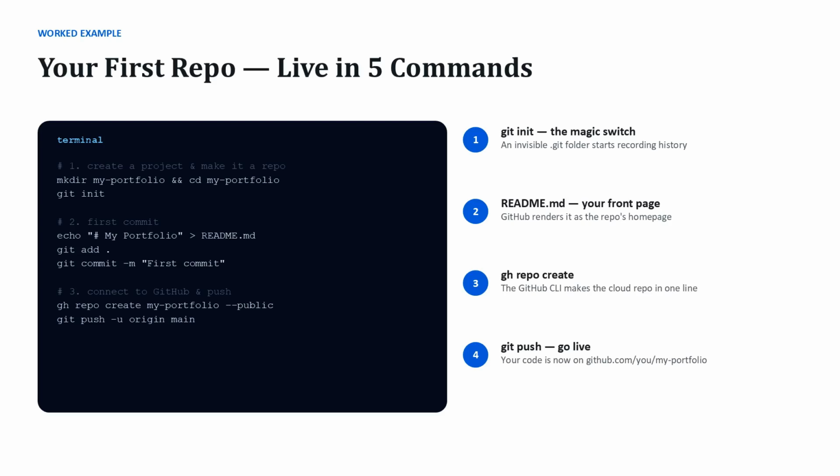Third, connect to the cloud. The GitHub CLI's repo create command makes the online repository in one line, and Git push uploads your code. That's it. Your project is now live at github.com/your username/myportfolio with full history for free. Pause the video, run these 5 commands, and you've officially joined 100 million developers.